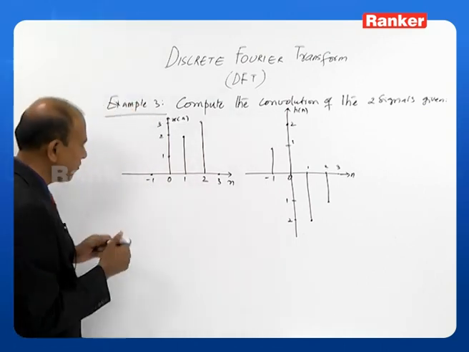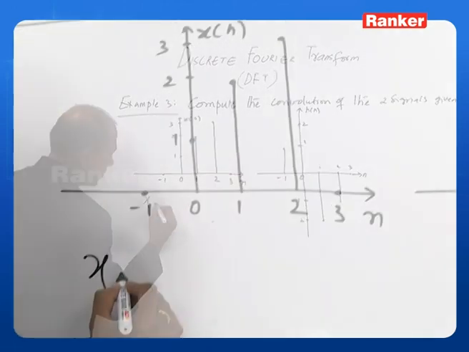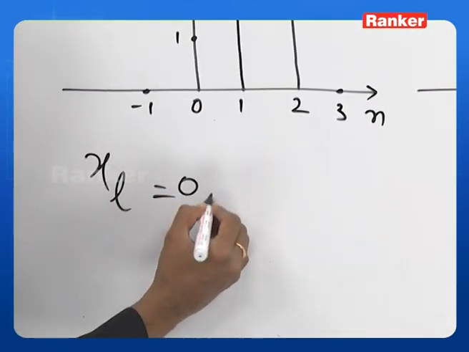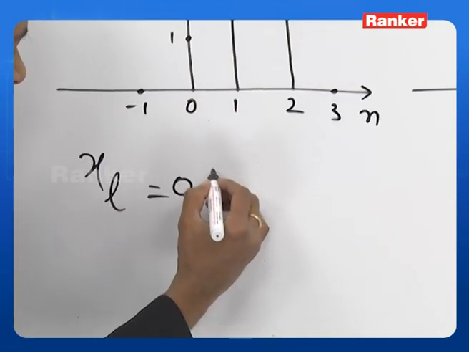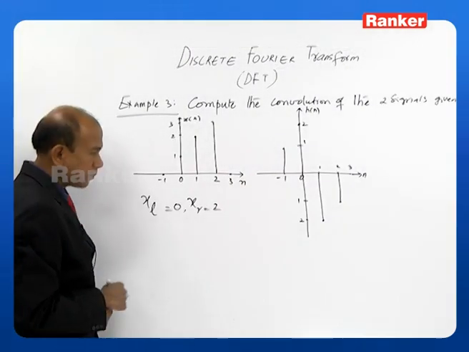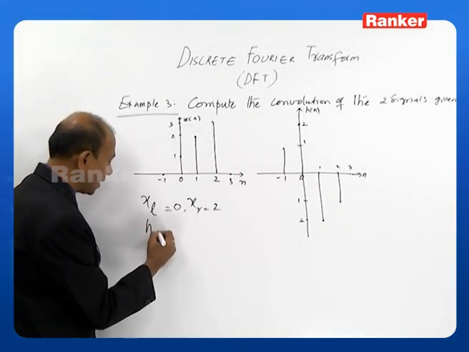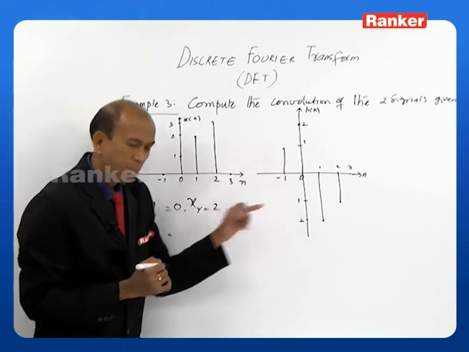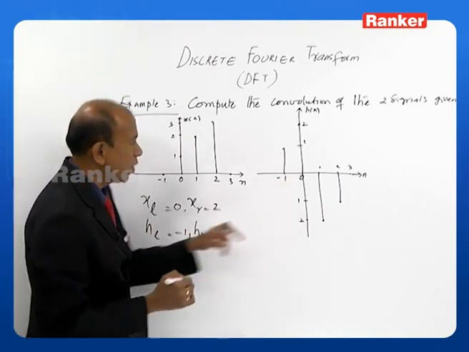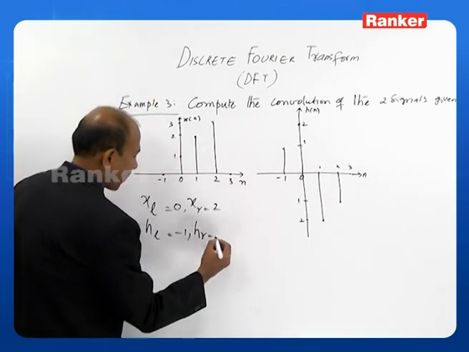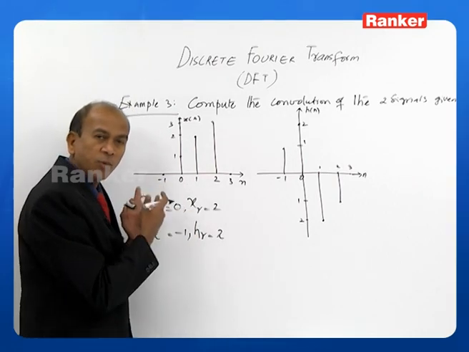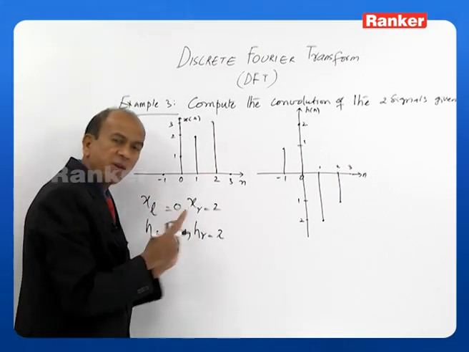So, let us start with xl first. If you see here, xl, the leftmost value, is 0. xr, the rightmost value, is 2. Similarly, hl, the leftmost value, is minus 1, and the rightmost value is 2. So, this is how you find out the leftmost value and the rightmost value.